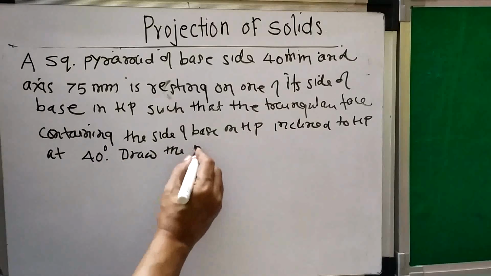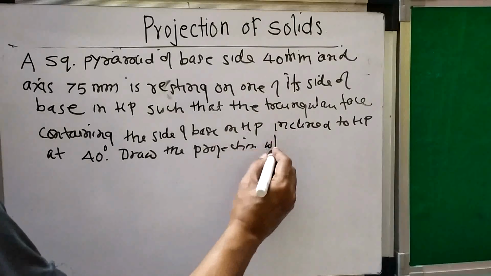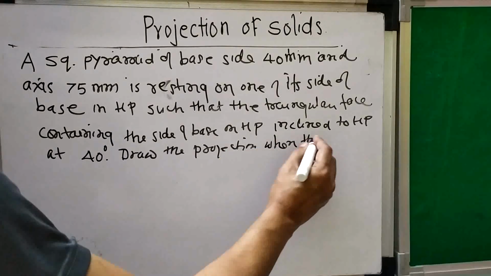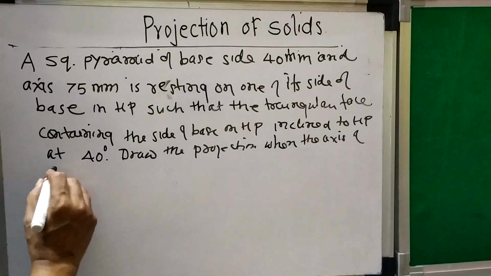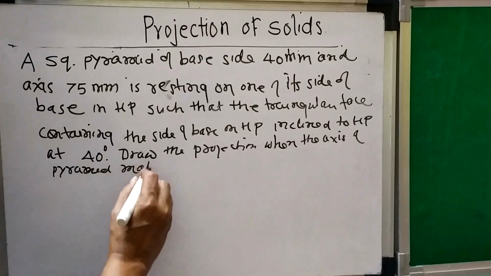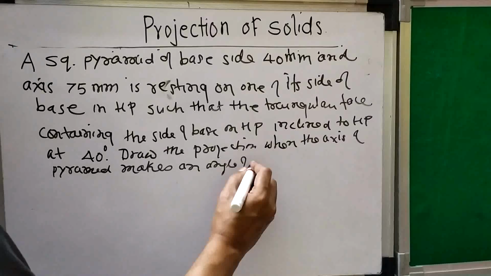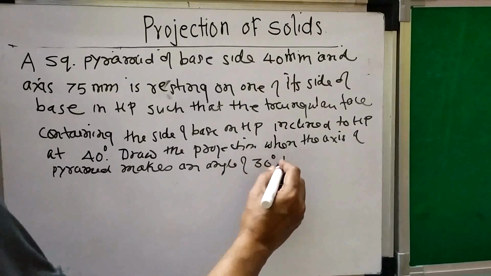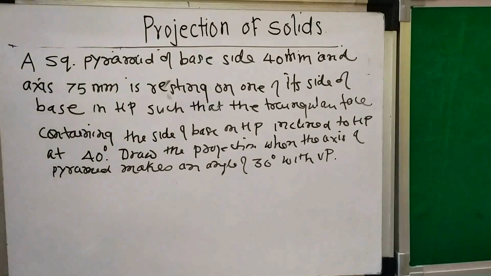Draw the projection when the axis of the pyramid makes an angle of 30 degree with VP. Now this is the problem.